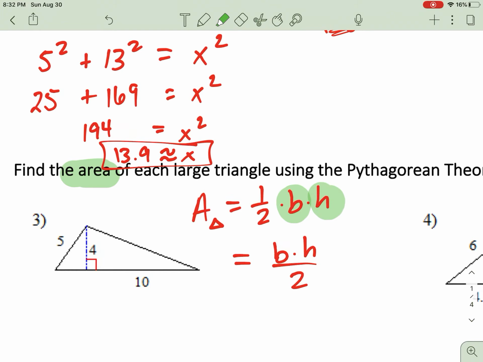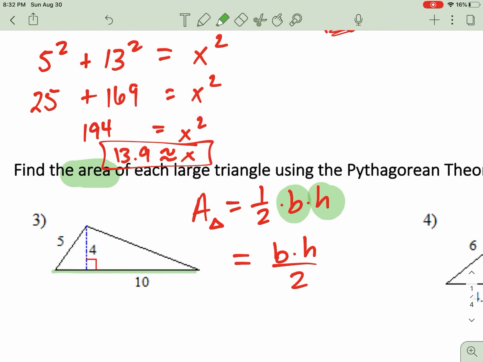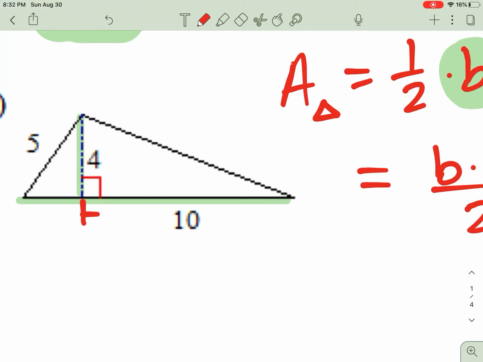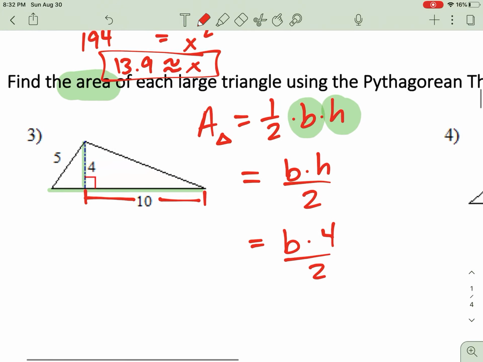And in a triangle, the base of any triangle is this, and then this is your height. So we need to know those two distances. Well, we almost do, except for this 10 only goes to here. Okay, that's representative of that. But we do know that the height is 4, so we can already kind of plug in here. So we have the base, we're still trying to find, the height is 4, and divided by 2.